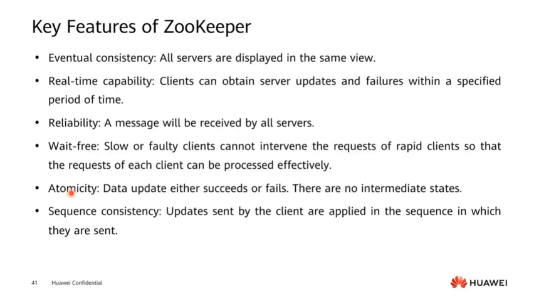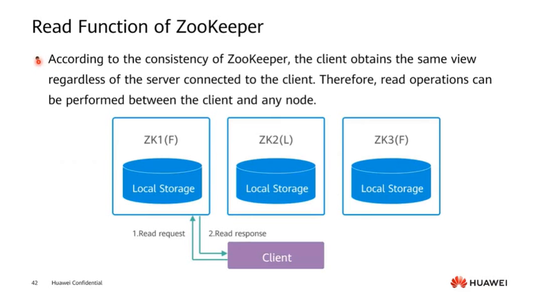Fifth is the atomicity. It means that data update either succeeds or fails. There are no intermediate status. Last is the sequence consistency. It means updates sent by the client are applied in the sequence in which they are sent. According to the consistency of Zookeeper, the client obtains the same view regardless of server connected. Therefore, read operations can be performed on any server.